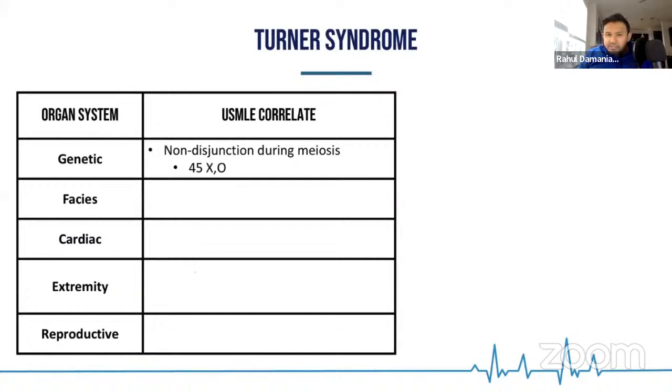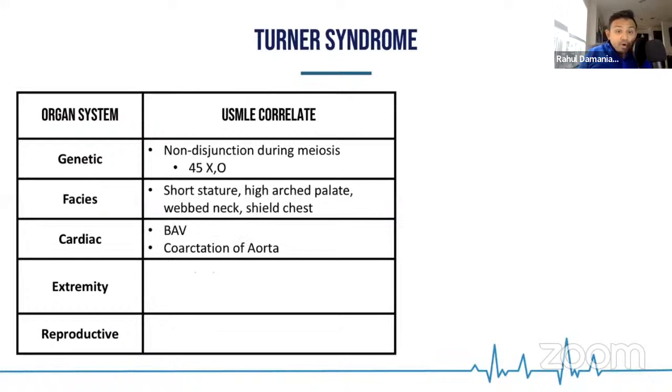What are some characteristic physical exam findings that you'll see? Well, you're going to be seeing the short stature, the high arched palate, webbed neck, and the shield chest. The cardiac manifestations of Turner syndrome are going to be bicuspid aortic valve, as well as coarctation of the aorta. What about the extremity changes that you'll see in Turner syndrome? Lymphedema, as well as osteoporosis.